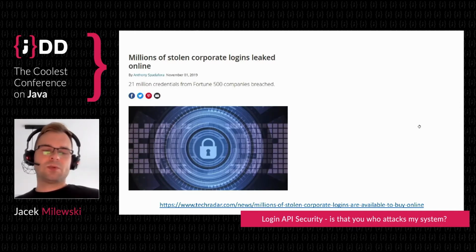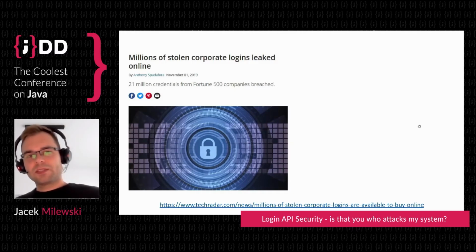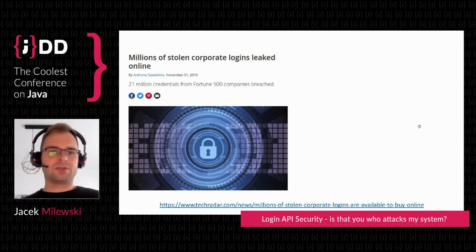So it says that 21 million credentials from Fortune 500 companies were breached. That means that as Circle K, we are in the Fortune 500, and we are actually somewhere around 200. Our position is around there. So we might be affected, right? We are in the scope of interest for attackers.